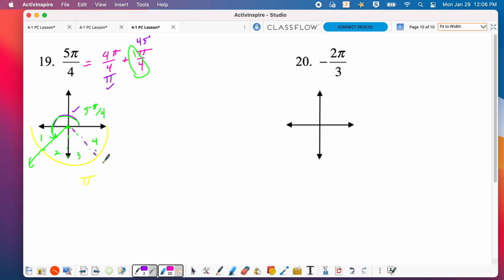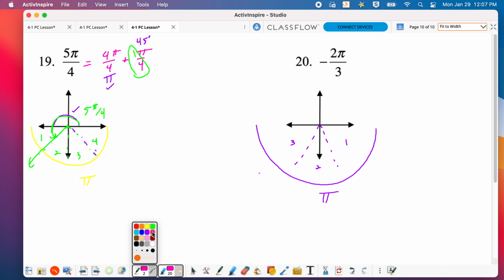Negative 2 pi over 3. I know I'm going to rotate down, and I'm not going to rotate down halfway around because I only want 2/3 of the pi. So I'm going to look at this as 1 full pi. I want to rotate 2/3 of it, so I'm going to separate this into 1, 2, 3 equal places. Cut into 3 equal sizes of pi. Since I want 2/3 of it, I'm going to rotate down to the first, to the second, 2/3 of the way, and make this negative 2 pi over 3.